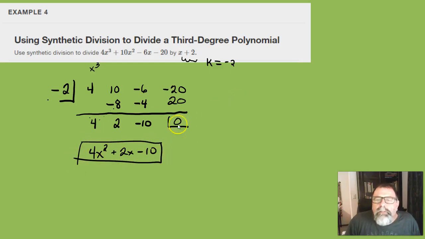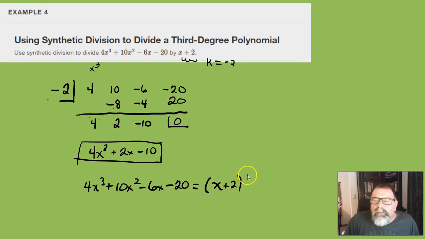So that's our answer. And again, if we want to write it using the division algorithm, so the original number, the dividend, is equal to the divisor, x plus 2, times the quotient, 4x squared plus 2x minus 10, plus the remainder, which in this case was 0. And again, since the remainder is 0, x plus 2 and 4x squared plus 2x minus 10 are factors of the original polynomial. Okay, and if you multiply this out, you should get that original polynomial.